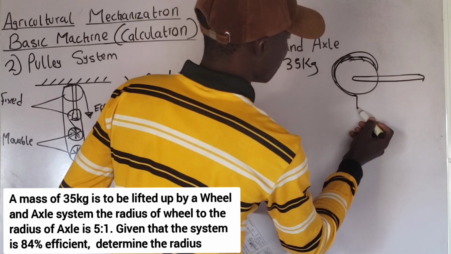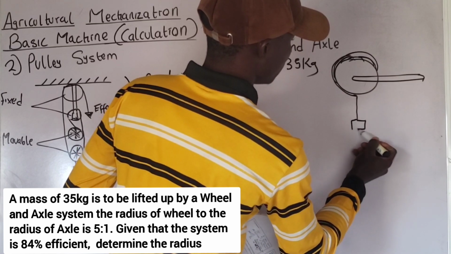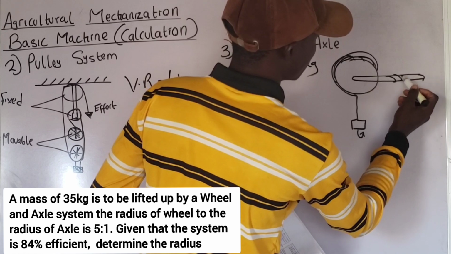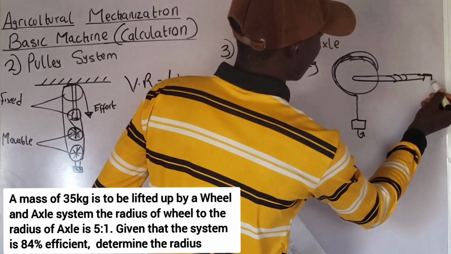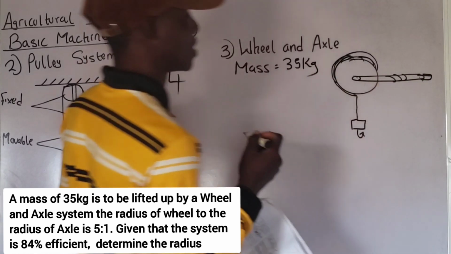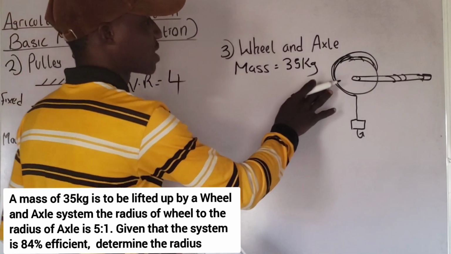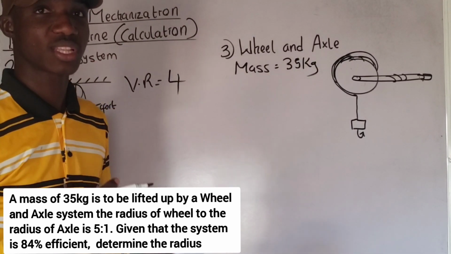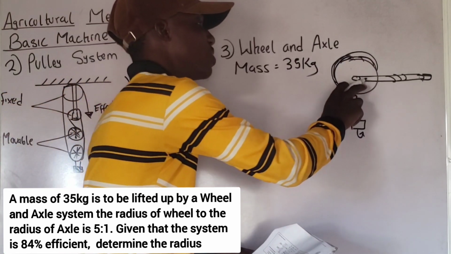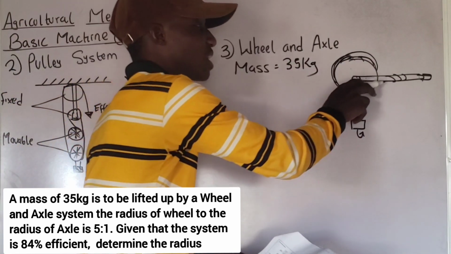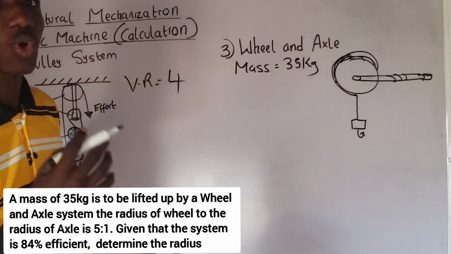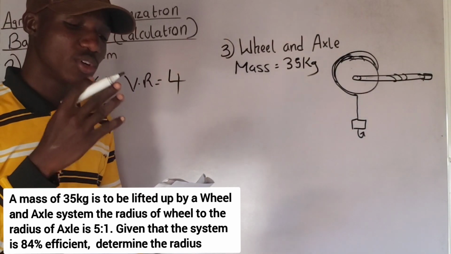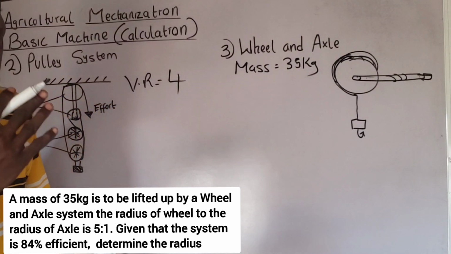Then we have the load, you understand? And we have the axle here. Okay, this is how the wheel and axle looks like. The wheel has a radius. We've learned this in our previous class. Also, the axle, that one that looks like a rod, also has a radius, you understand? So the question says that the ratio of the wheel radius to the axle radius is 5:1.